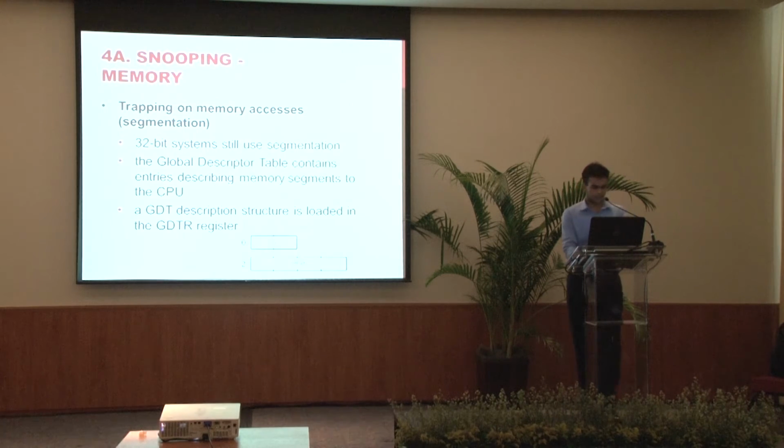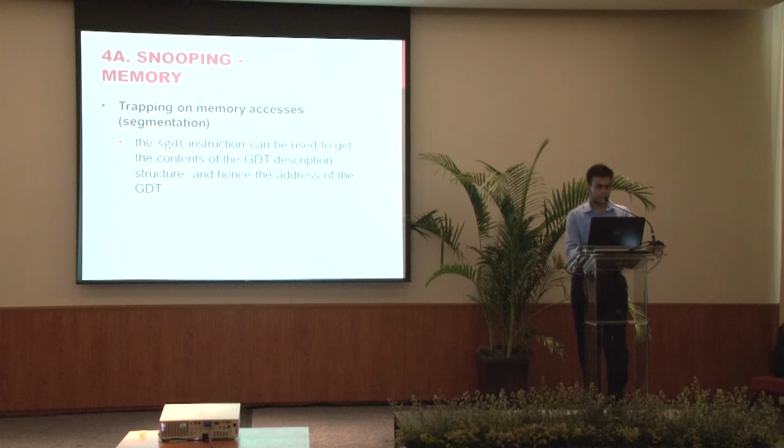Or you can use segmentation. 32-bit systems still use segmentation, 64-bit don't. They still have a segment pointer, but it doesn't really affect how the limit is there. Now, the global descriptor table is used to describe all the memory segments to the CPU. The GDT is pointed to by a GDT descriptor structure. It has the size of the GDT and the address of the GDT after paging.